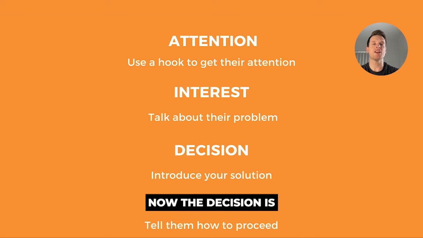Now, the decision is where you introduce your solution. So after you've got someone's interest and you've made them realize that they have a problem that they need to solve, by introducing your solution, you can start to actually help them make the decision to act on that problem, which then leads you to your next point, which is where you can finally take action. So this is where you add your call to action into the email, so that way you can tell this person exactly how they need to proceed if they ever want to solve that problem in their life.